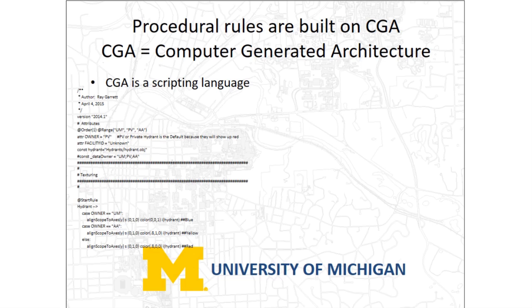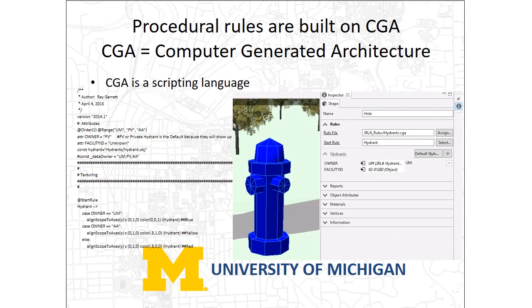And this is the simplest rule that I've got in the model, and it's for a fire hydrant. All the assets are brought in, and we assign the rules to the assets. You can do it on a per asset basis, or you can do it for all the assets that are in there. And this is naming what the rule file is for the object that you've identified, and then what the start rule is. So the start rule here is hydrant.